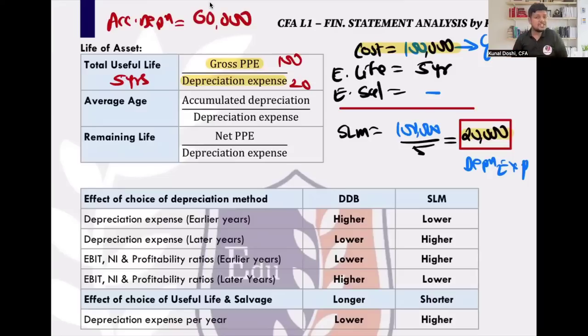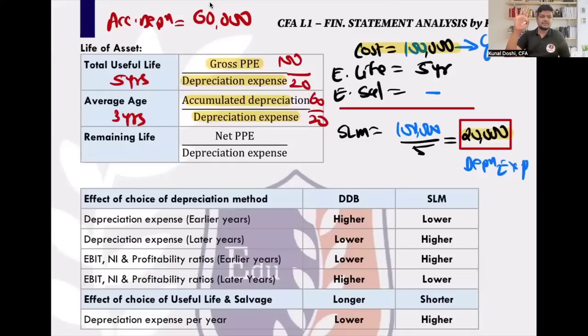But what if I tell you that the accumulated depreciation till this year is 60,000? So how much have I depreciated till now? 60,000. And what is my per year depreciation? 20,000. So 60 over 20 will tell me the age of the equipment. How many years have passed? What is average age? Accumulated depreciation over depreciation expense.